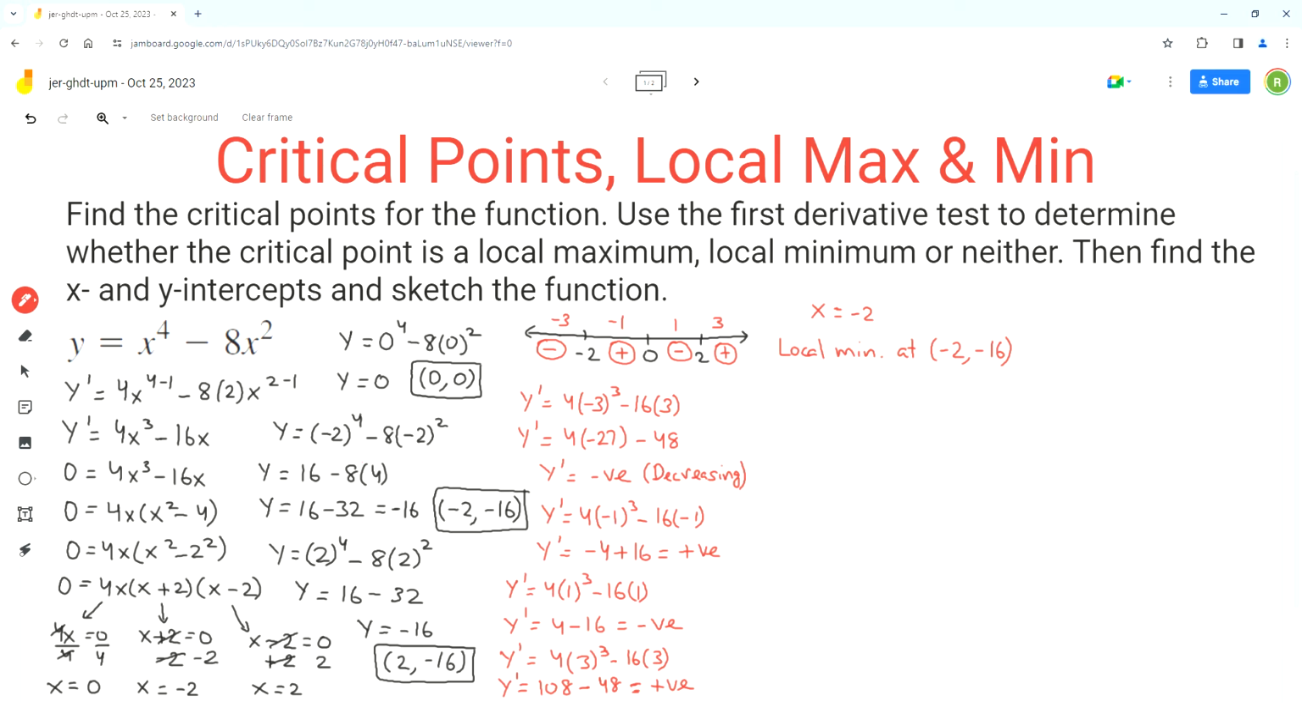So there is a very important concept you need to understand and memorize about analyzing local minimum and local maximum.